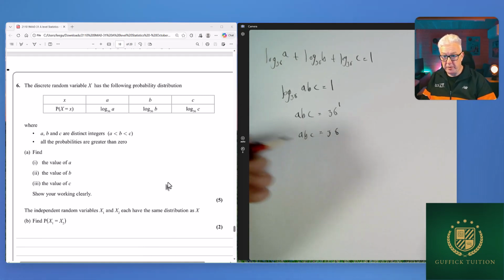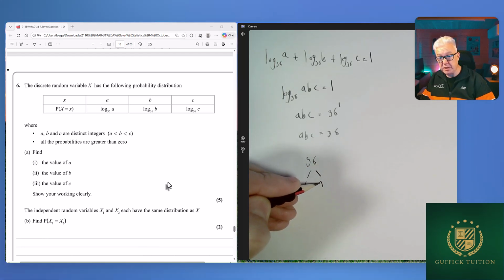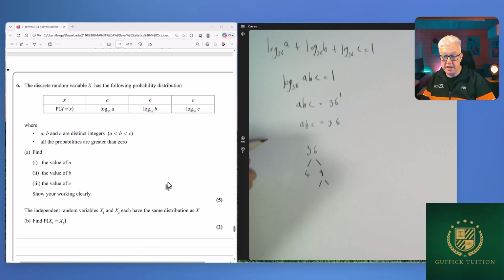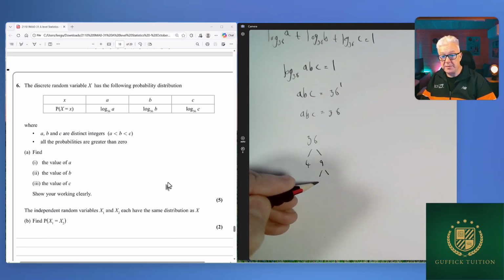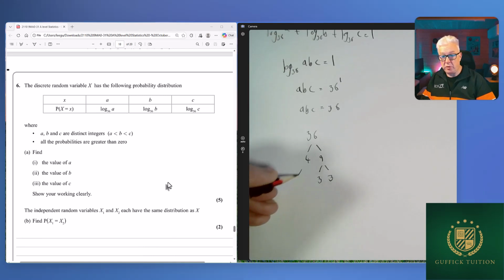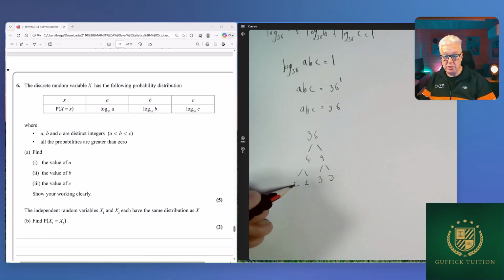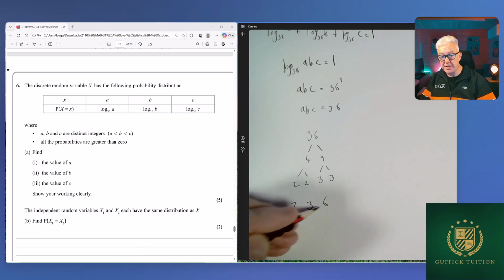So let's try and get to the bottom of what a, b and c could be then. If we think about 36, what can we say? We can say that it's 4 times 9, which we could say is 4 times 3 times 3, and 4 goes to 2 times 2. So there's our prime factor decomposition of 36. So we've got to engineer from this 3 different integers. So we could have 2, 3 and 6.